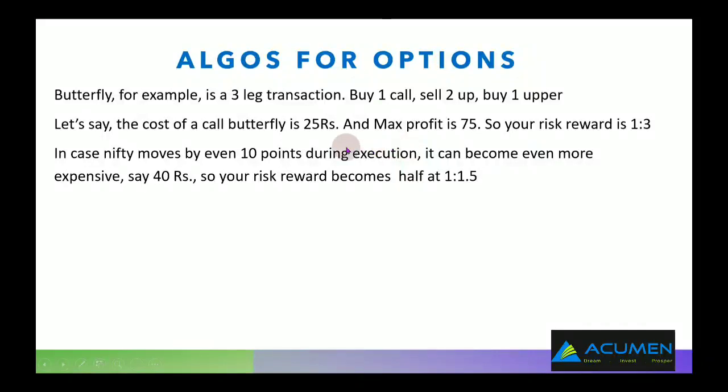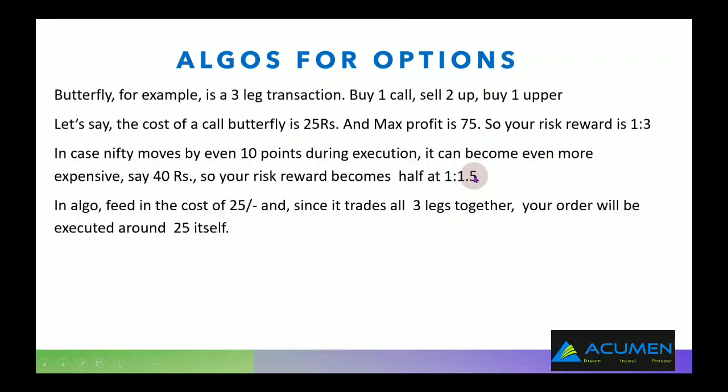Now let's say by the time you bought the first leg, there is a movement in the market. There is a 10-point movement in the Nifty. Typically, what would happen is the butterfly that should have cost you 25 rupees, by the time you execute all the three legs, even if you're a fast trader, the cost could have shot up to 40 rupees. So when the cost is 40 rupees, your maximum profit becomes 100 minus 40, which is 60. So what does that mean? Instead of 25:75, you're now on 40:60. So your risk reward becomes half, from 1 is to 3 to 1 is to 1.5. And that is not a very good ratio.